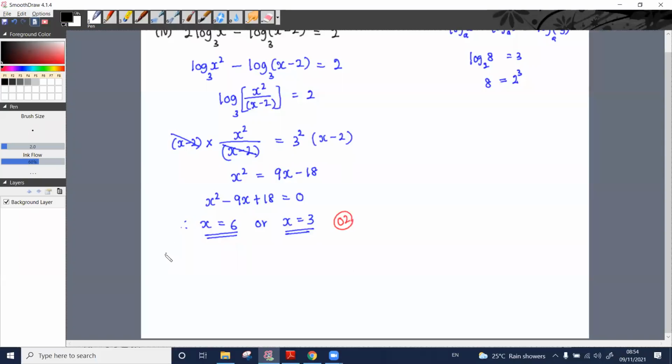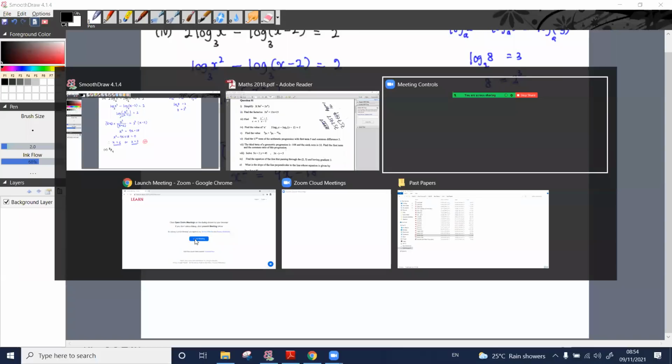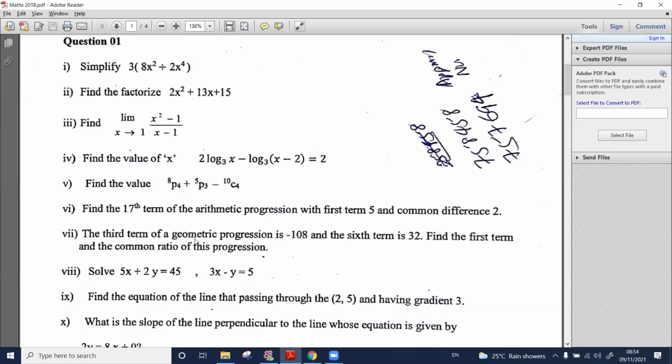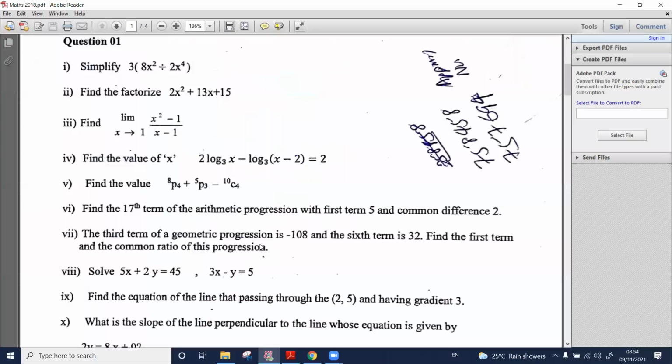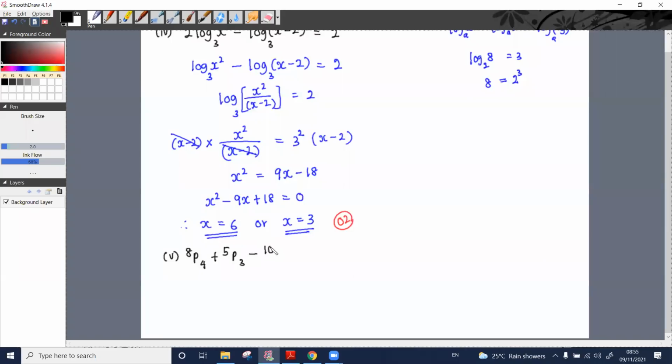Part 5. 8P4 plus 5P3 minus 10C4. Right. How can we get the value?